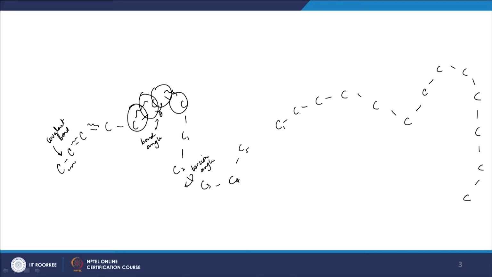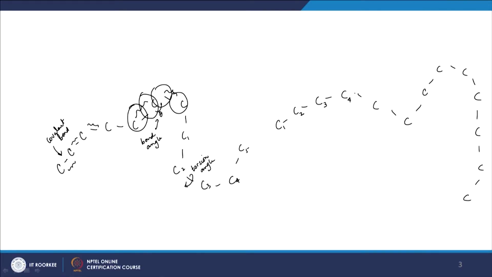For example, the positions of C1 and C2 are very much correlated. C2 cannot just be anywhere. The position of C2 depends on C1. C1 and C3 have a bond angle, so C3 also cannot be really anywhere. It has to be somewhat correlated to C1. C4 is relatively more free to be anywhere, but again it has to be correlated with C1.